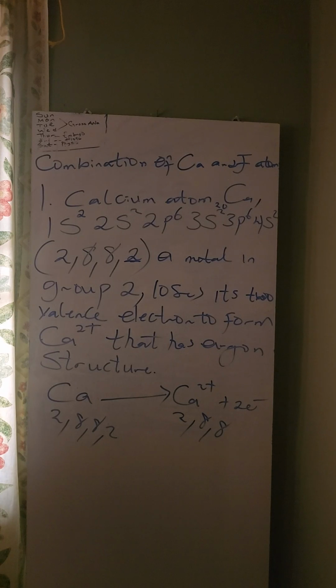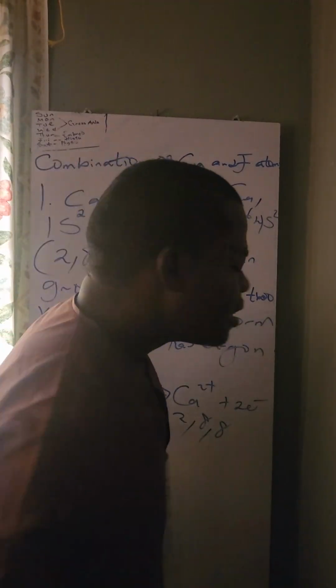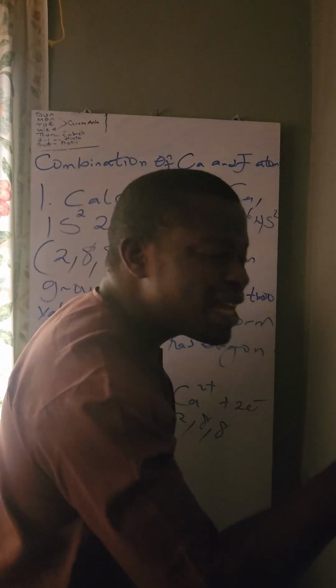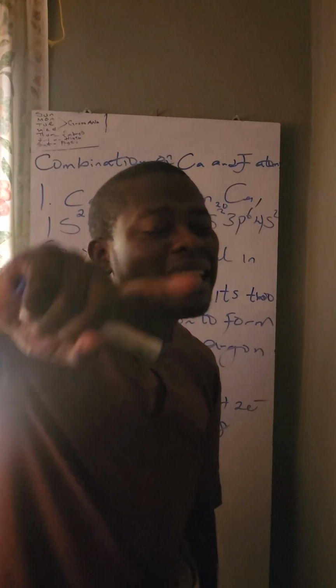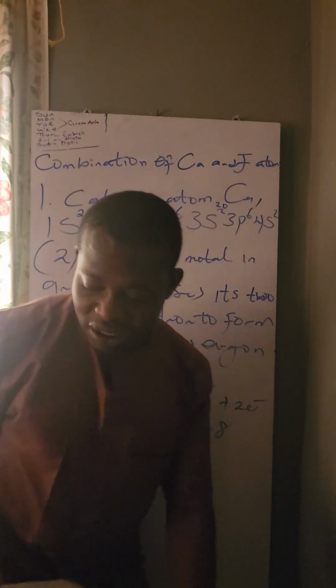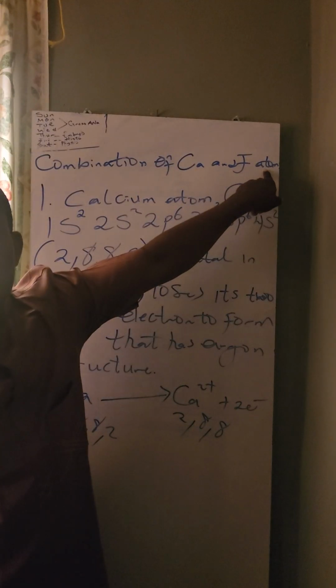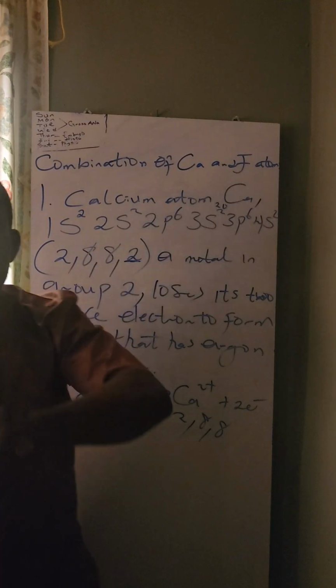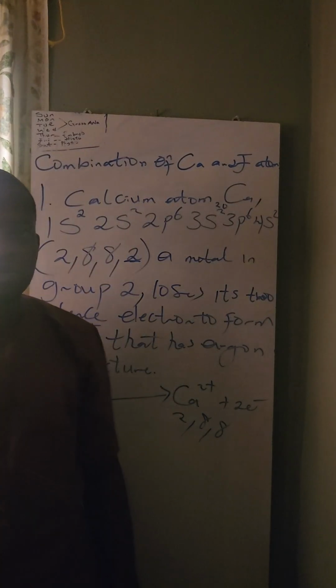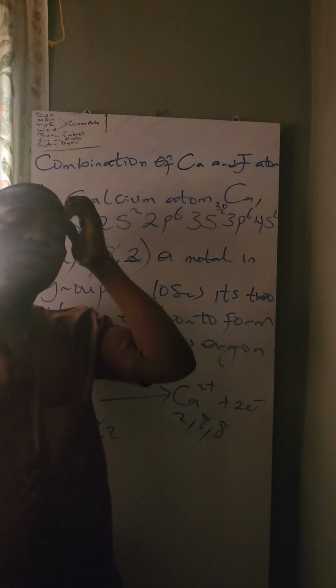Now the second phase, I said the non-metal as well. The non-metal is going to accept the electrons. Listen to something. The number of electrons gained by a non-metal must be equal to the number of electrons that the metal has lost. Since I'm talking about calcium and fluorine here, if calcium loses 2 electrons, fluorine as well must gain those 2 electrons. Because if calcium loses 2, fluorine will gain 1.